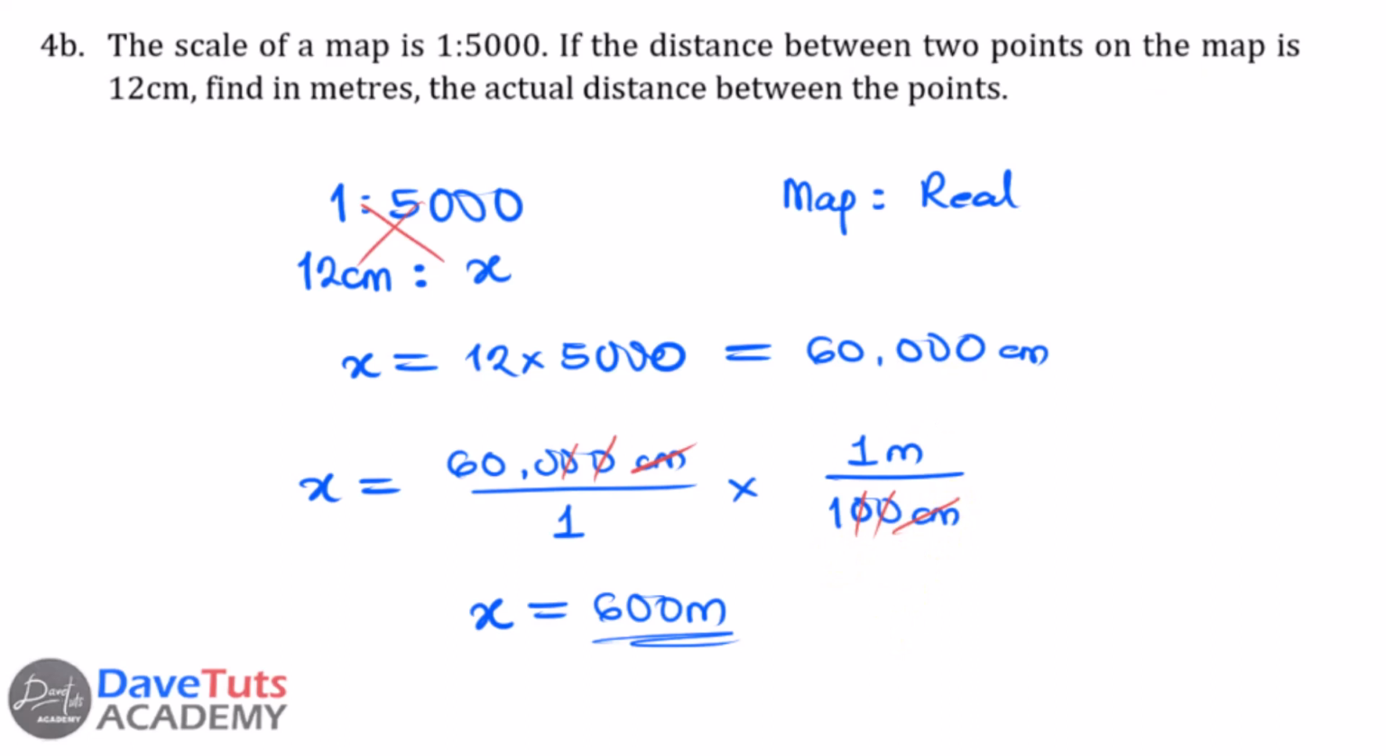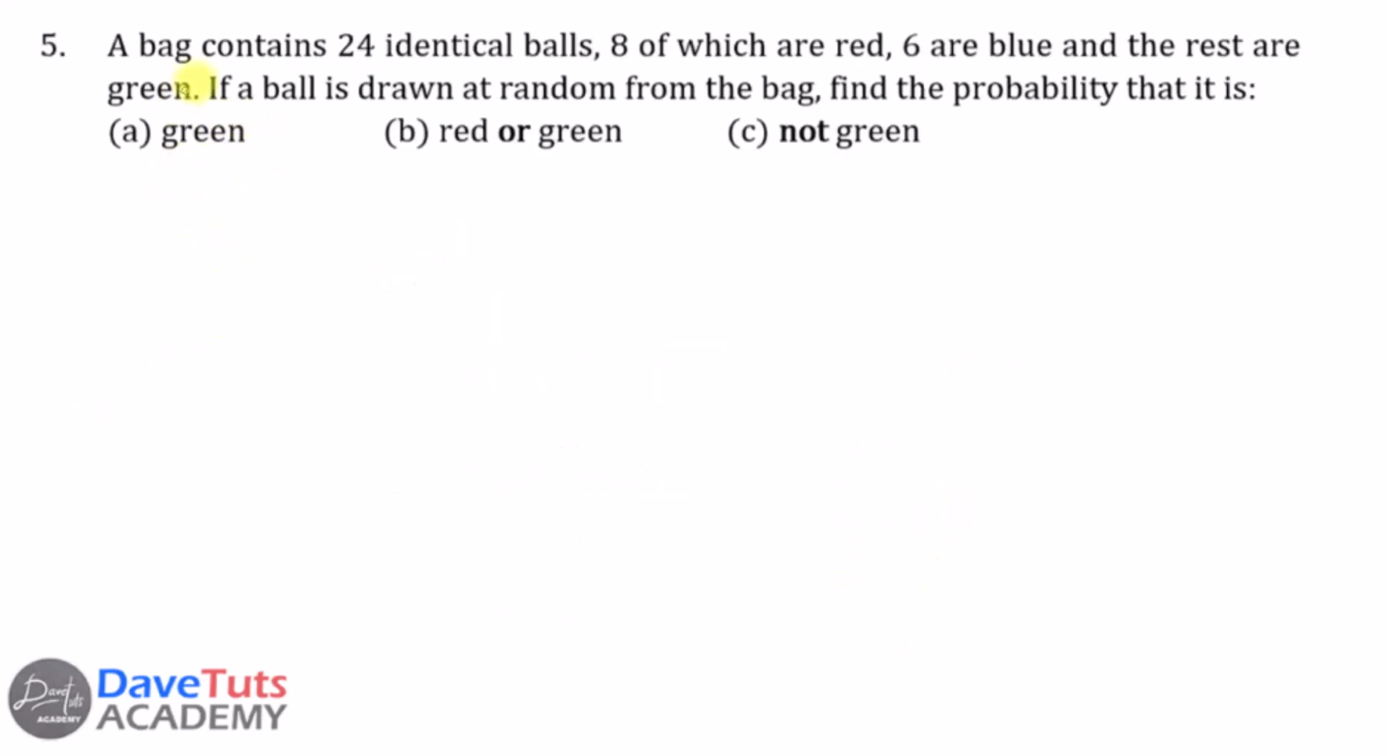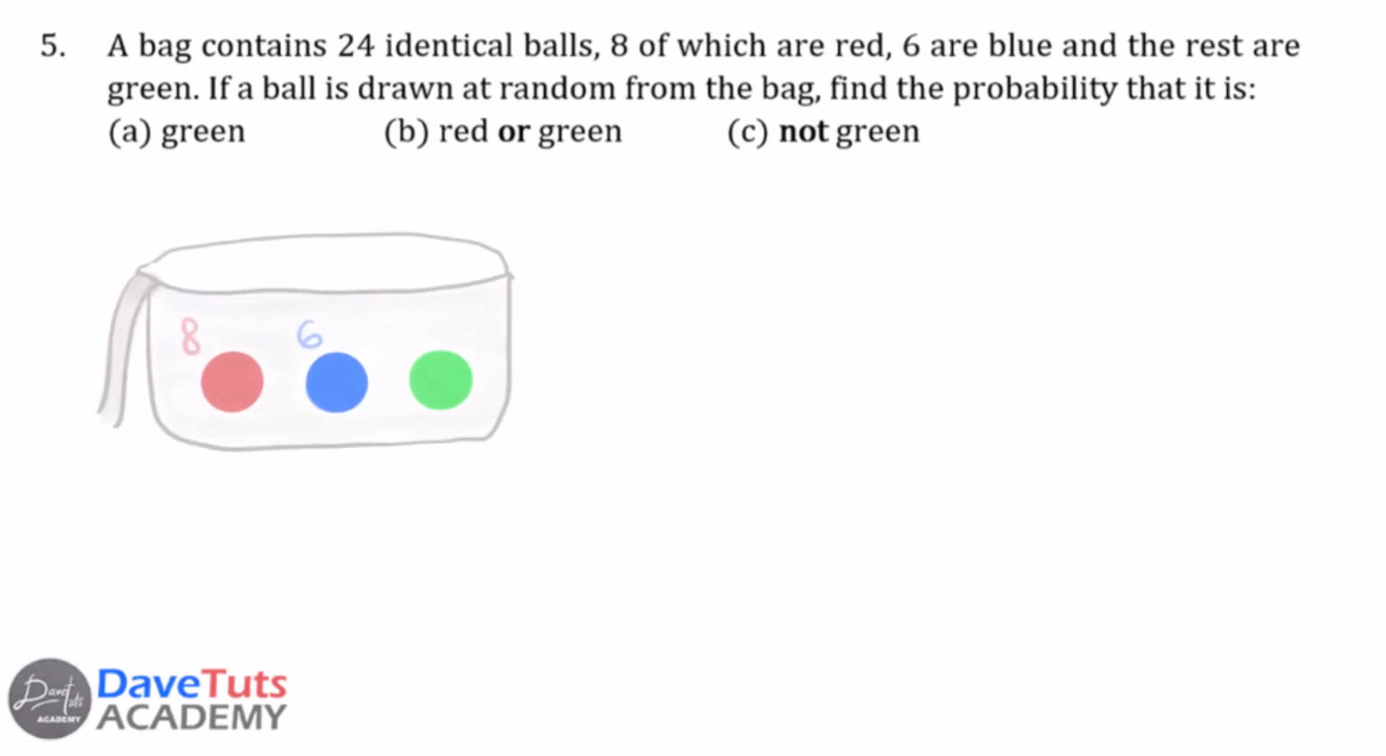Okay. Here in this question on probability, we are told that a bag contains 24 identical balls, 8 of which are red, 6 are blue, and the rest are green. Now, if a ball is drawn at random from the bag, we have to find the probability that it is green, it is red or green, and that it is not green. So let's look at the pictorial view of what our bag may look like, okay? And then if you are to look at how our selection can be made, already from the information that we are given, we are told that there are 8 red balls, 6 blue balls, and then the rest are green.